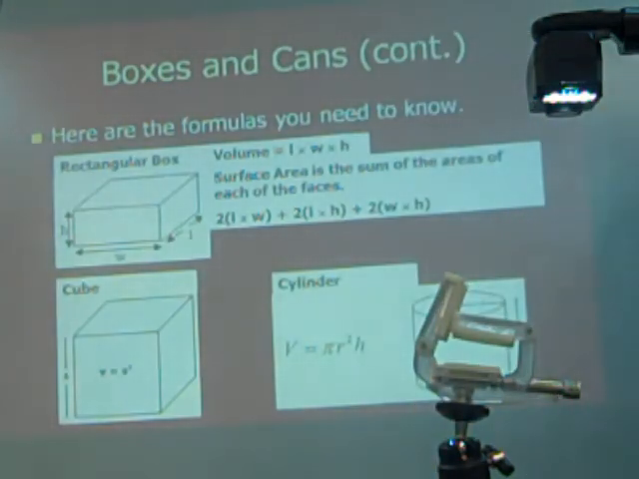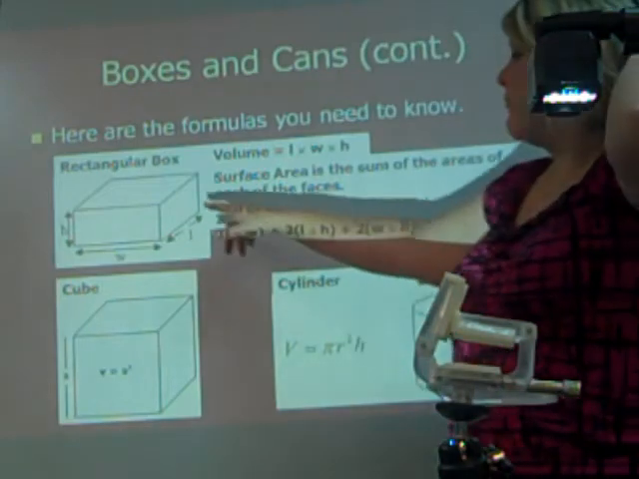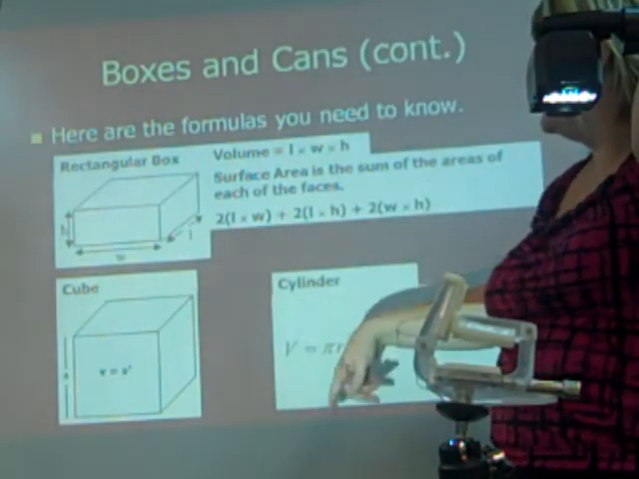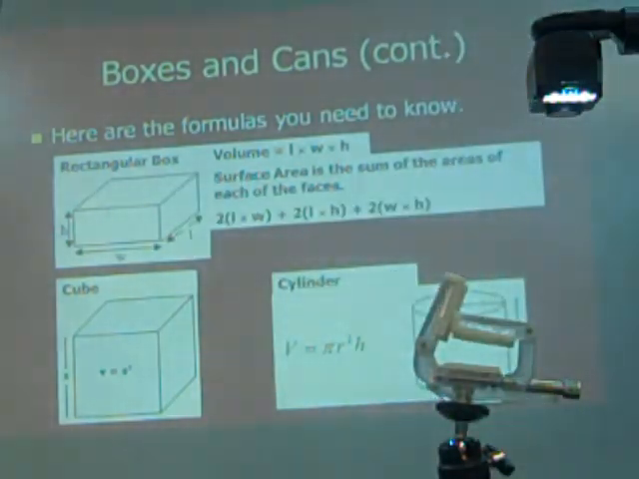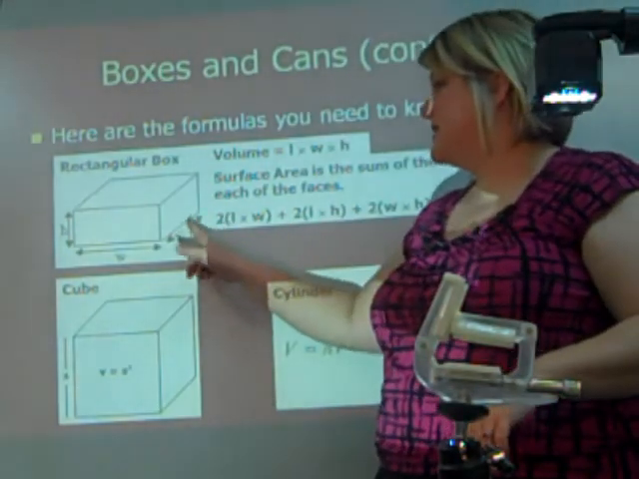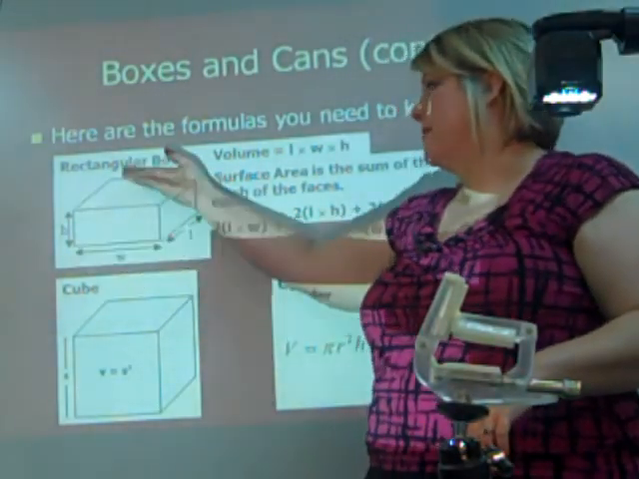So, for example, here are the formulas that you will need to know, and I think they give you all of these at the start of the section. Yeah, I think they do. So, these are the formulas for a rectangular box. The volume is length times width times height, and the surface area is the sum of the areas of each of the faces. So, you have two faces that are the length by the width, that's the bottom and the top.